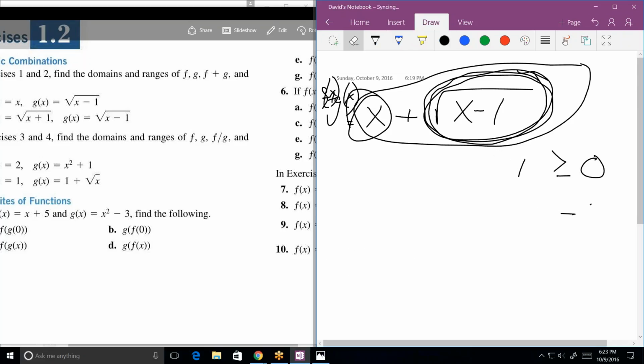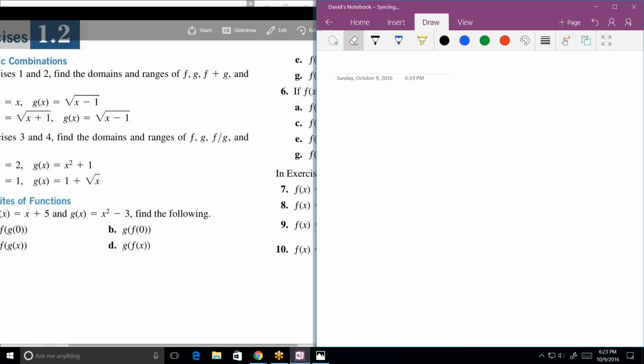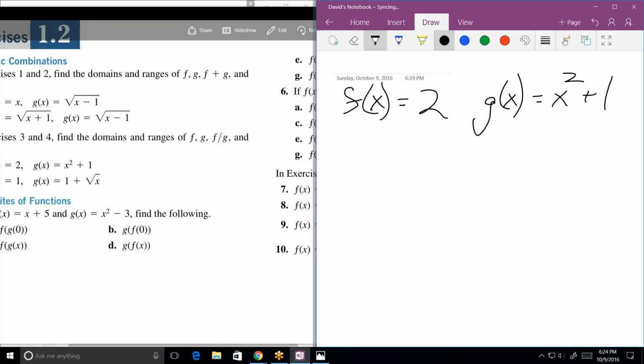Let's look at the second parts. Numbers 3 and 4 for f divided by g. Well, actually, we haven't done any of it yet. I assume on 3 that first f of x is equal to 2. Correct. And g of x is equal to x squared plus 1. Yep.